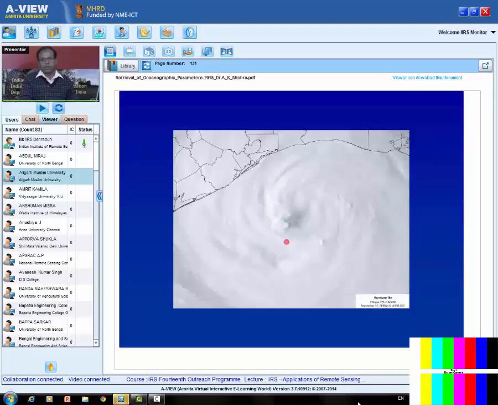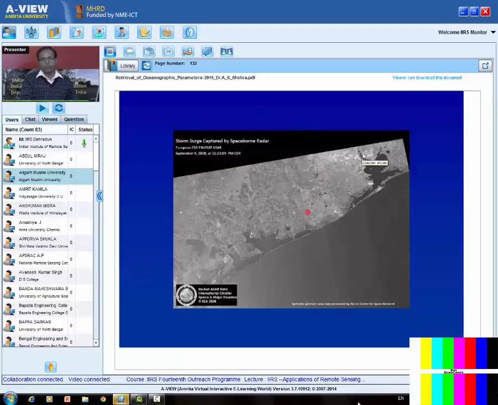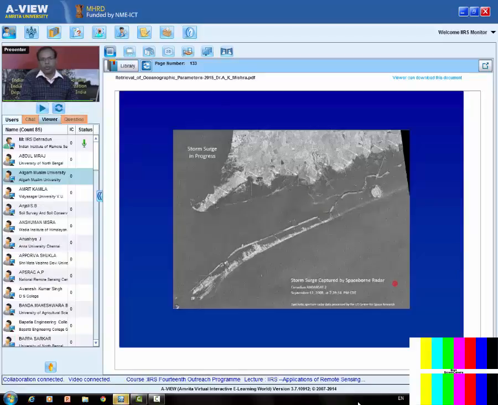And this is a cyclone approaching the coast, and this is the radar image before the cyclone approached the coast. Now as the cyclone is approaching the coast, you can see the water has entered into the coast. These are storm surge waters captured by the radar image. So this is nicely captured here.